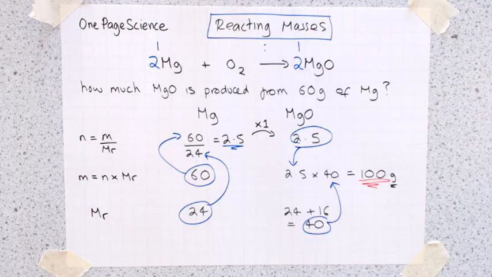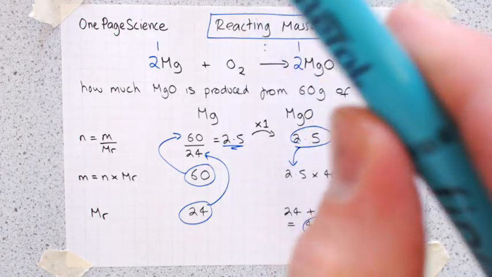So that's how you work through a reacting masses question when you're given the mass of one thing, a product or reactant, and you're asked to find out the amount of another thing within the equation. It could be another reactant, or it could be another product. So that's reacting masses. Done.